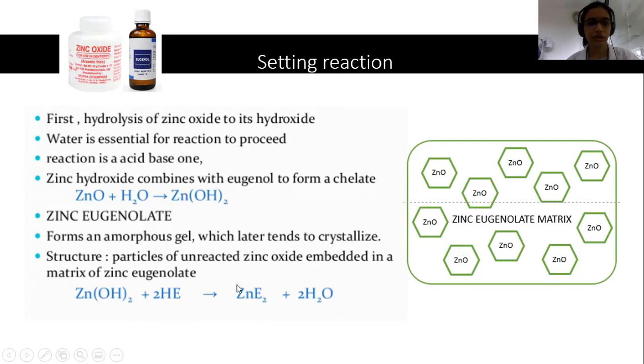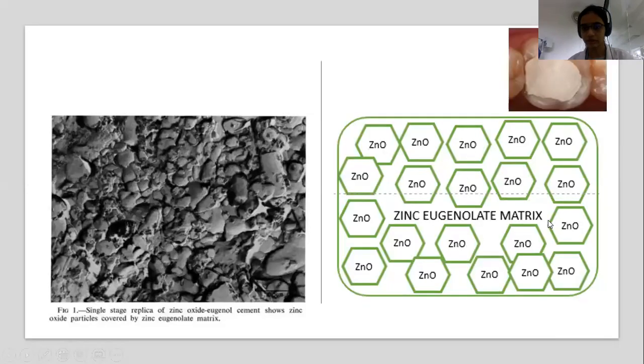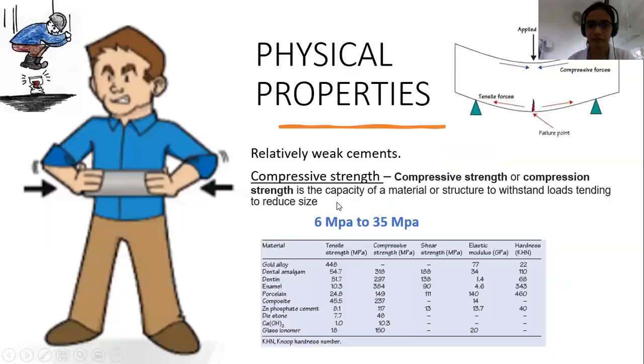The zinc eugenolate which is formed is initially an amorphous gel, which later tends to crystallize. So the structure of the final set cement consists of unreacted zinc oxide embedded in a matrix of zinc eugenolate. So this is the scanning electron microscopic image of the set cement of zinc oxide eugenol. Here you can see zinc oxide powder particles. They are held together by the zinc eugenolate matrix.